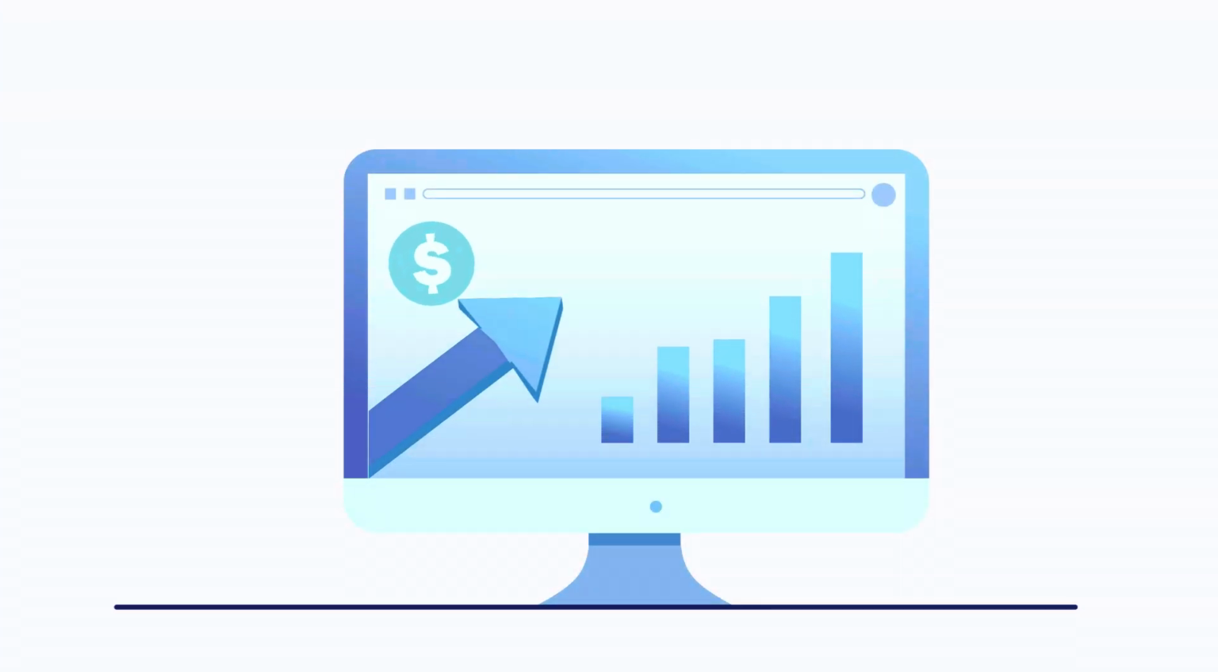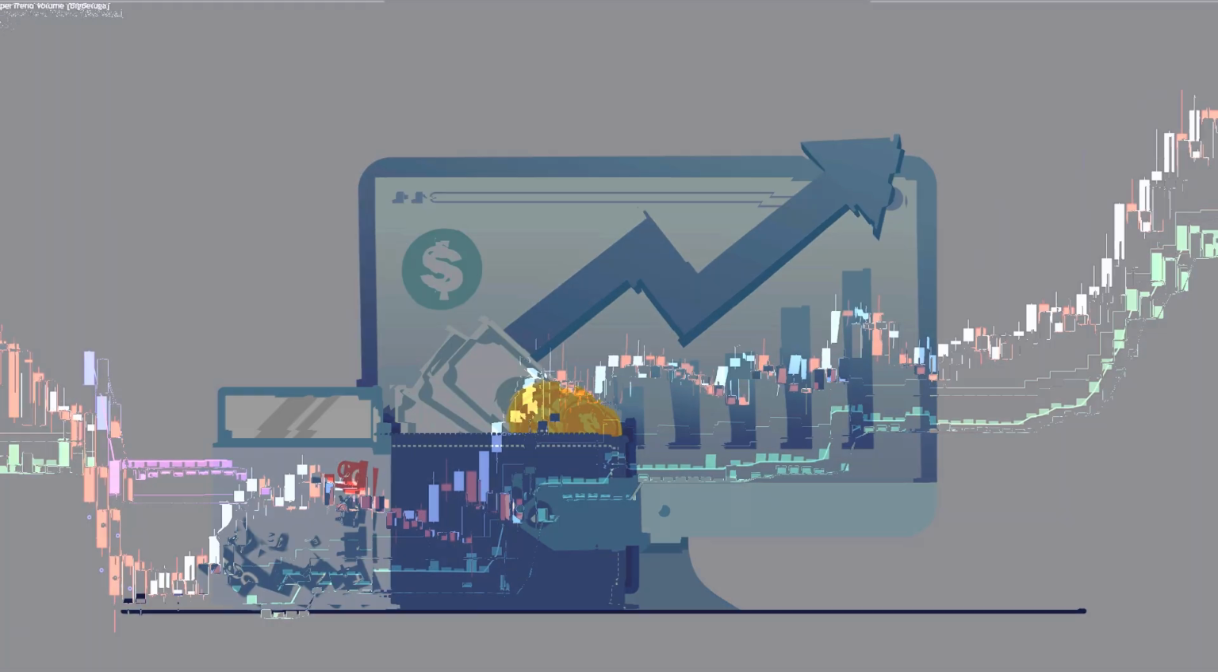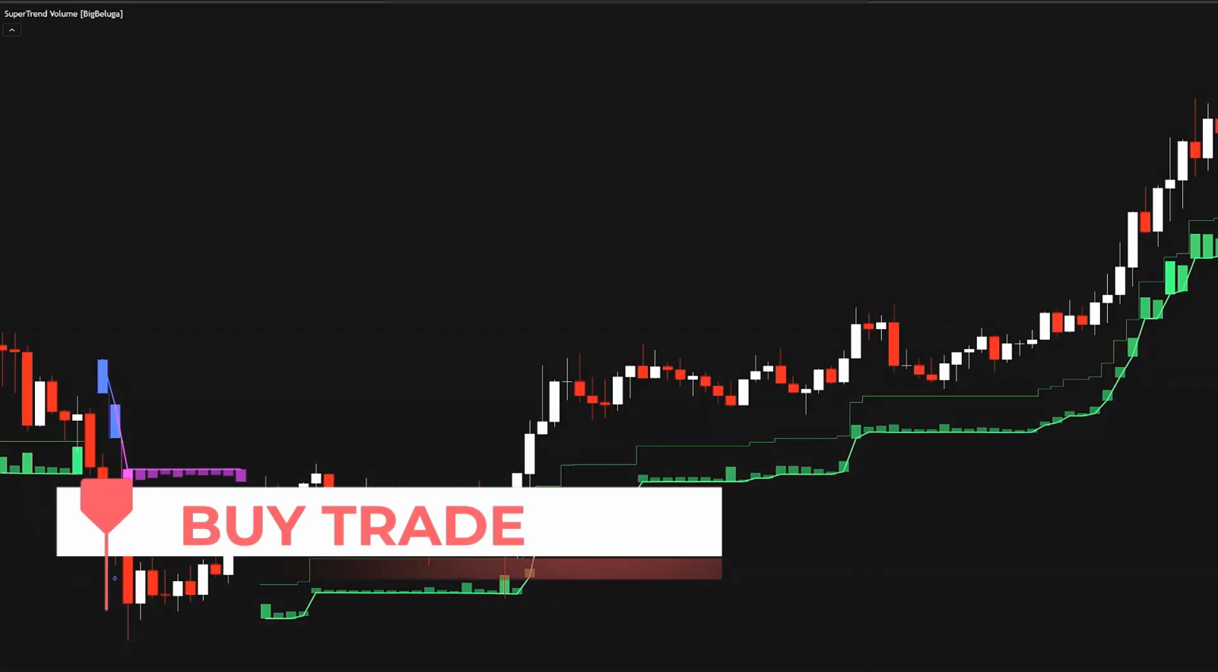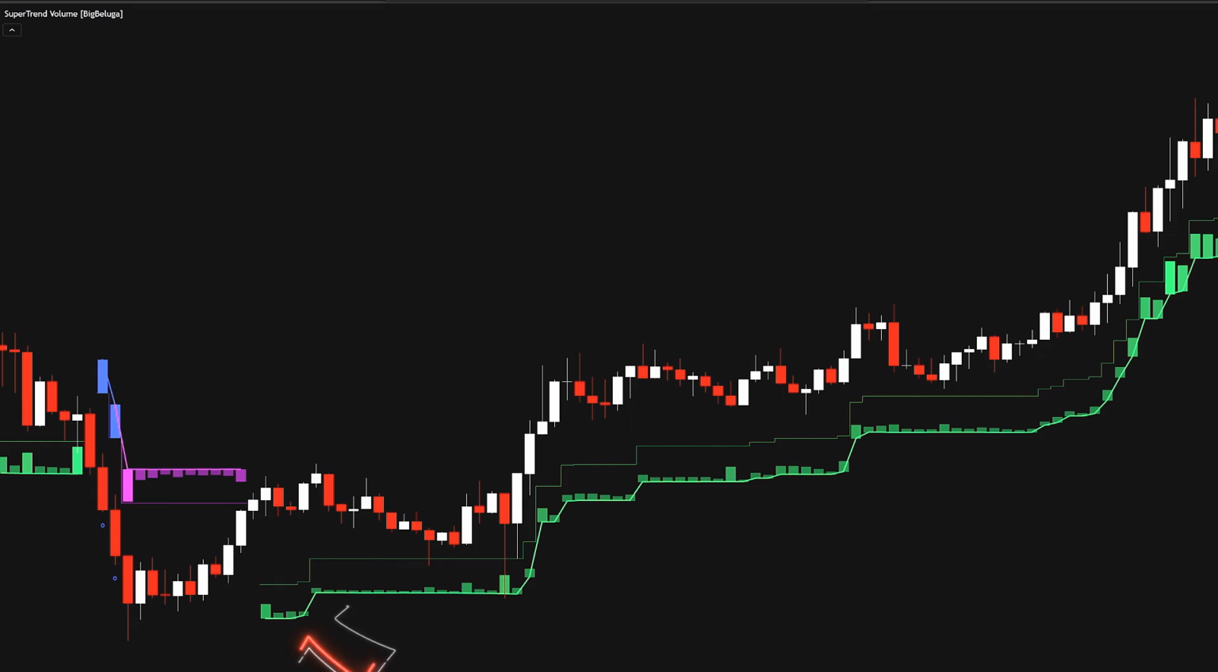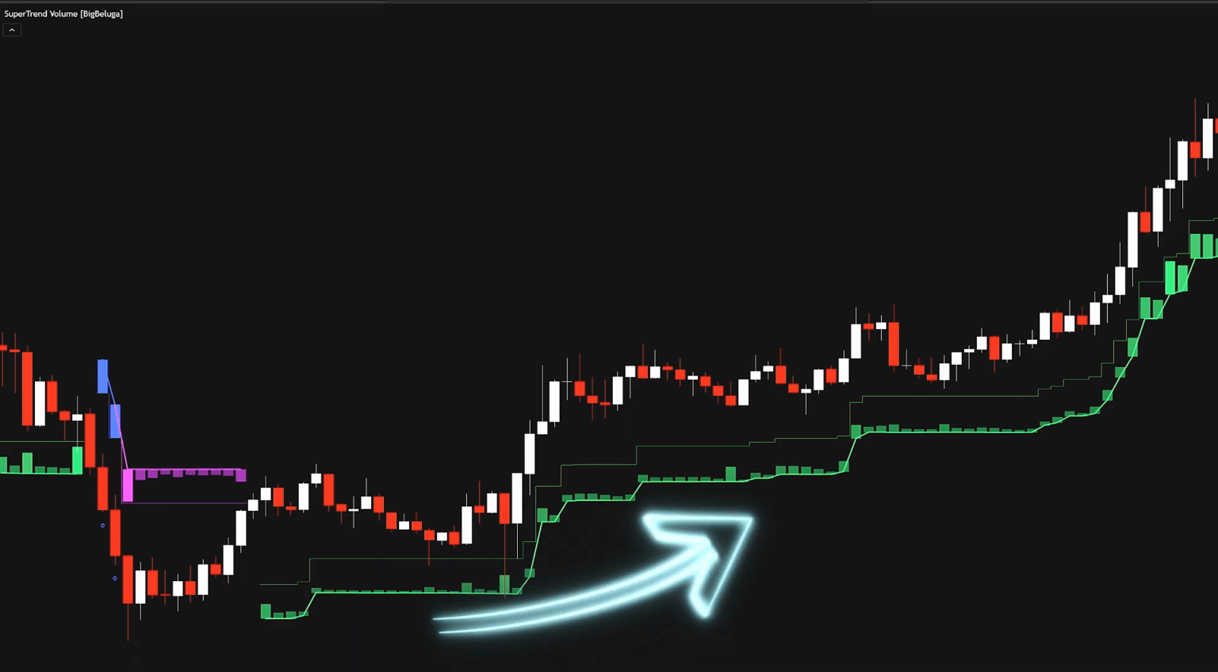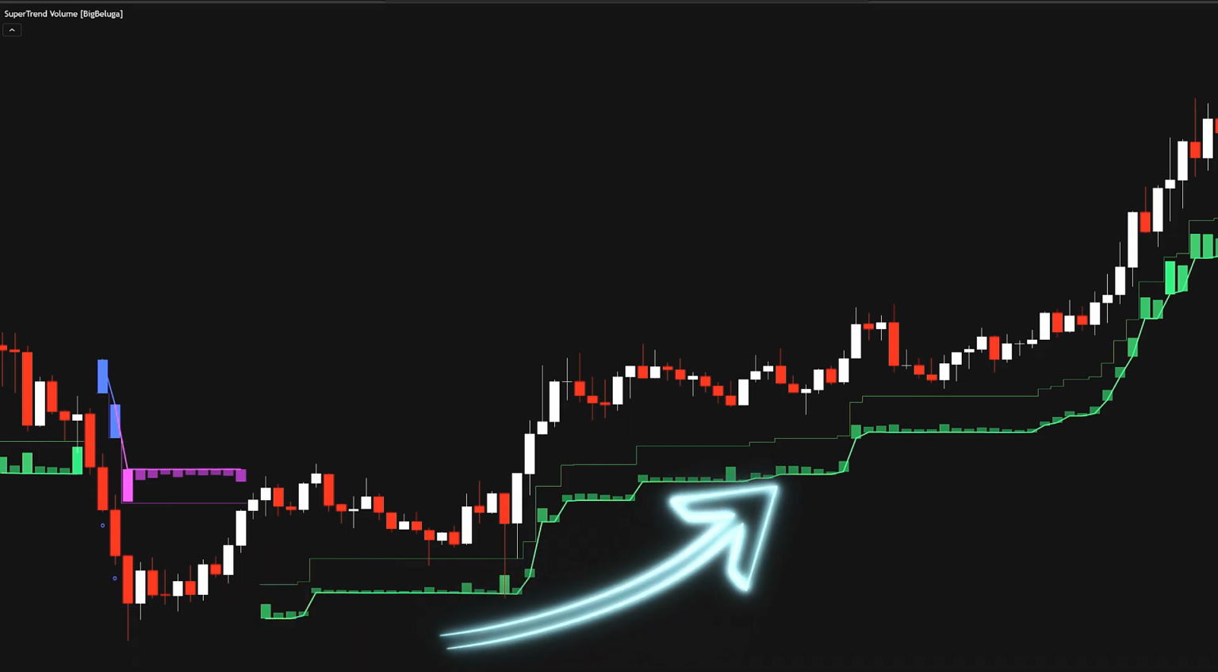Alright, so let's talk about actually using this indicator to find a trade. Say you're looking to buy, right? First thing you gotta do is wait for the market to be in a clear uptrend. You see it easily because the super trend band will be green, got it?